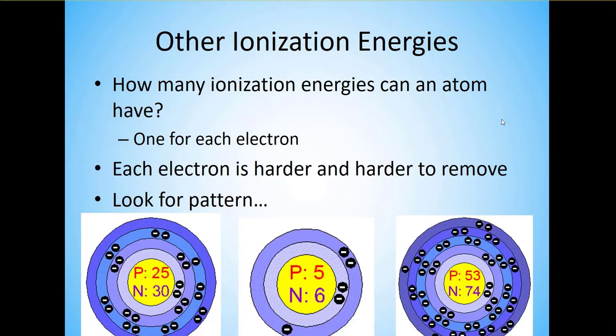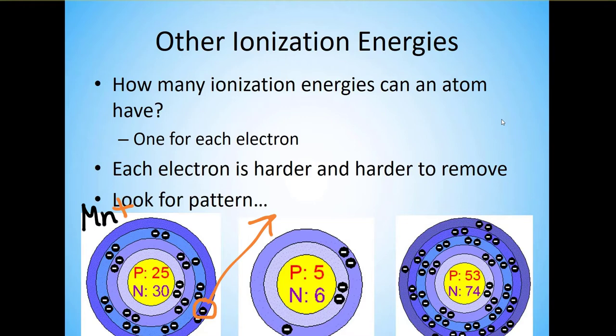Look down here at this first atom. This is manganese. It has 25 protons, so therefore it has 25 electrons. If I go in there and I remove the most loosely held electron, what is left when that electron leaves? Well, I would have a manganese ion, so it'd be positively charged.